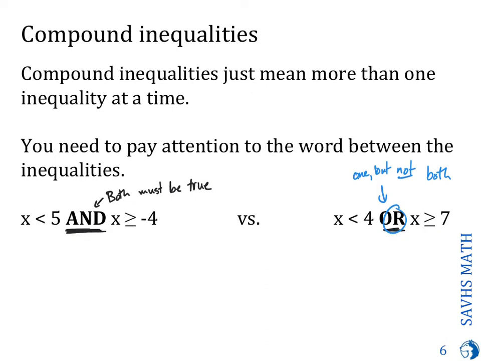So let's take a look at what these look like on the graph really quick. Here is a number line. This is where 5 is, and here's where -4 is. That puts 0 right about here or so. Here's the inequality that says x is less than 5, like that. And here is the inequality that says x is greater than or equal to -4.